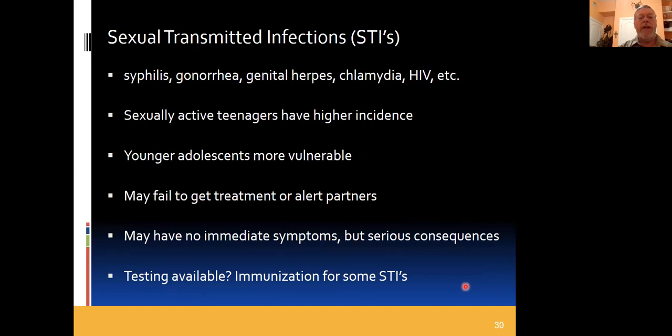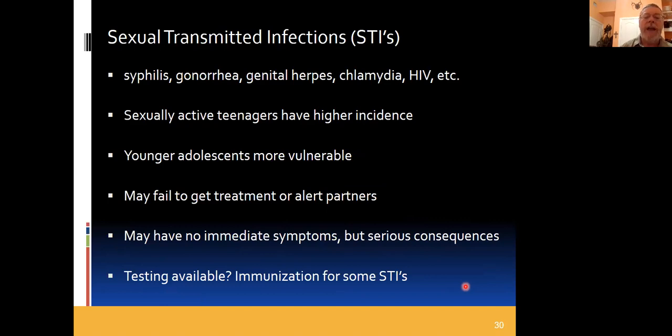In terms of sexually transmitted infections, we have a long list of them now. Sexually active teenagers have a higher incidence of sexually transmitted infections than other age groups. Okay, so those who are sexually active, higher incidence. Younger adolescents are also more vulnerable to contract those infections when exposed to them.